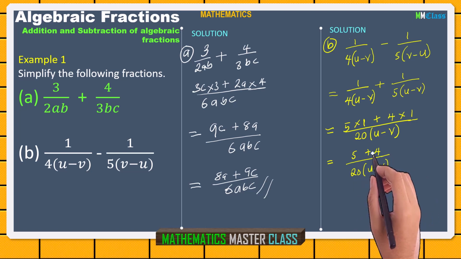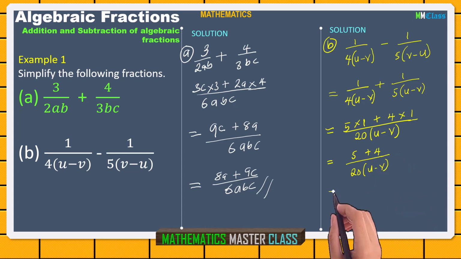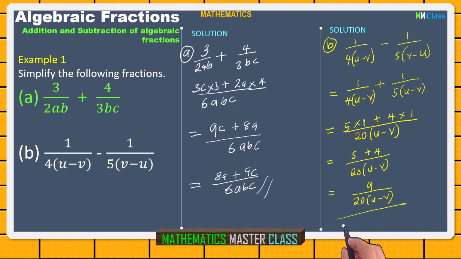So 5 plus 4 is equal to 9 over 20 open bracket u minus v. So if you check, there is nothing that can cancel out. So this will now serve as our final answer. Let's consider a little more difficult example.